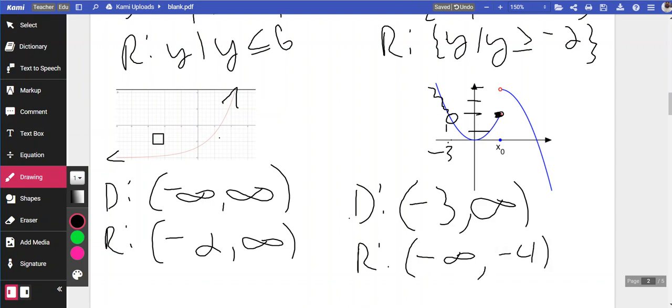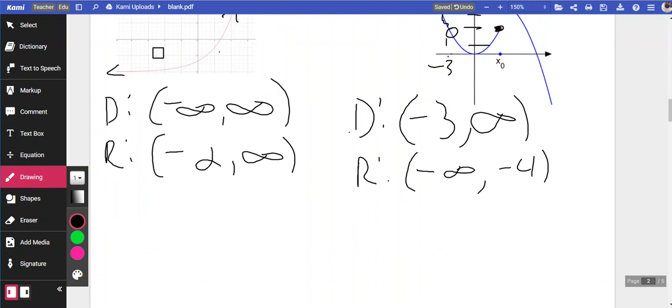Piecewises are a little bit weird. It takes a little bit getting used to them, but it is what it is. Now let's talk about a function. Now, what is a function?